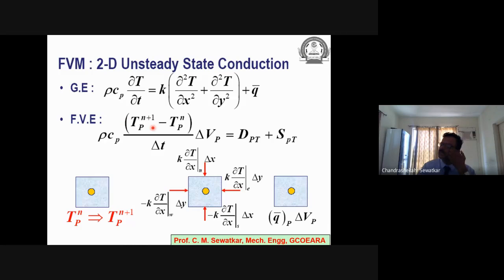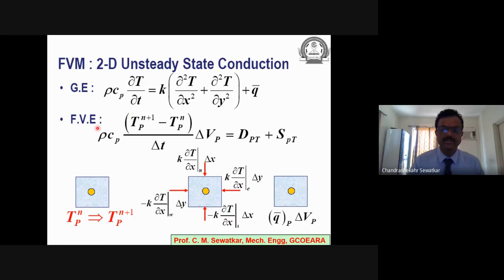If we know the temperature at a particular instant, then we need to find out the temperatures at all the cell centers at the next time instant. That is the objective. That is, we want to find out temperature as a function of x, y, and time, that is T. I hope this makes sense.